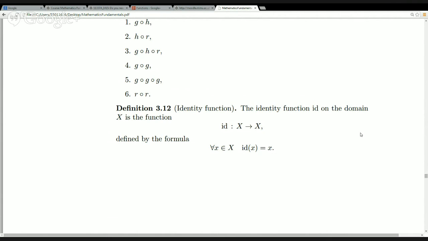The general term for such things is an automorphism. An automorphism on X, on some kind of set or structure X, is a function f going from X to X. And composition is an important operation on the set of automorphisms of X.